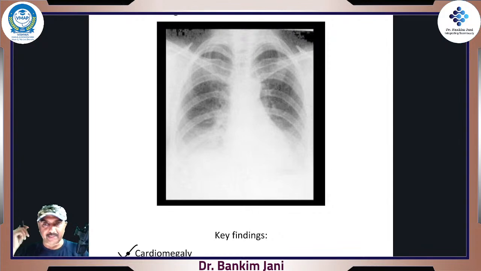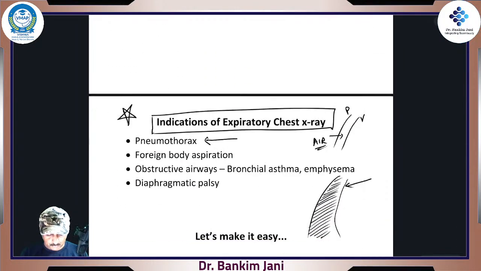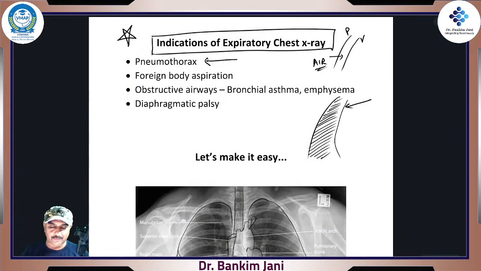Many of the piercings, if there is a locket in the ear, if there are coins in the pocket, and if you forget to tell the patient to remove all such decorations, they appear in the X-rays, right? And their images are crisp, absolutely clean. So that is one. Then obstructive airway diseases, bronchial asthma, emphysema, right? That is what we'll see when we discuss these pathologies.